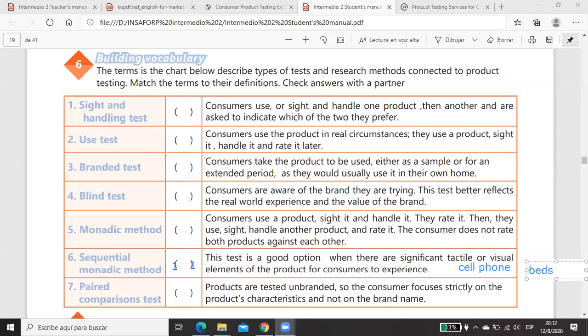Does the appearance, all right, let's put it that way. The appearance of food matter to you? Does the appearance of food matter to you?